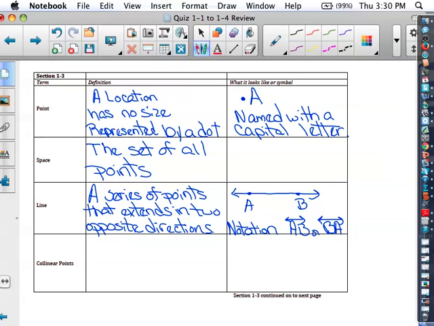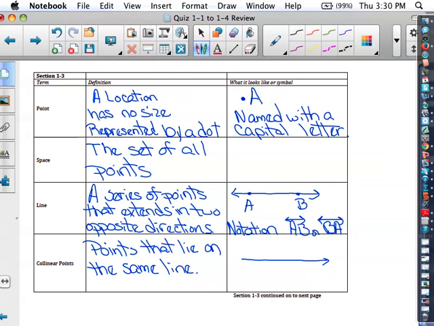Next definition, collinear points. They are points that lie on the same line. So A, B, and C are all on the same line, and they are collinear.